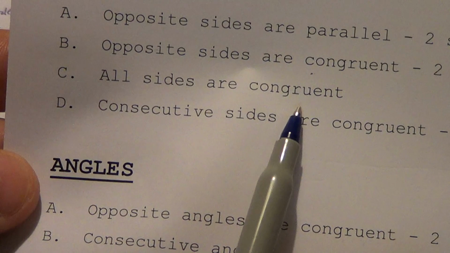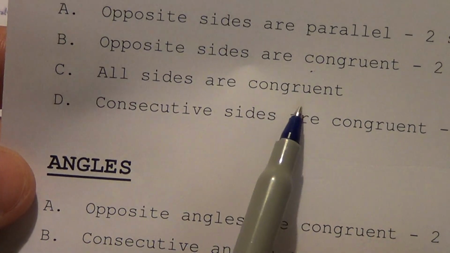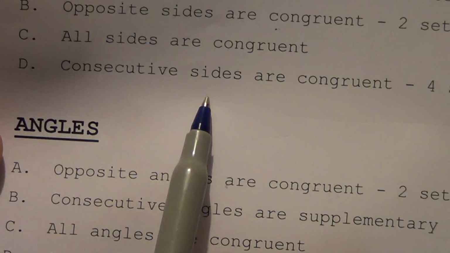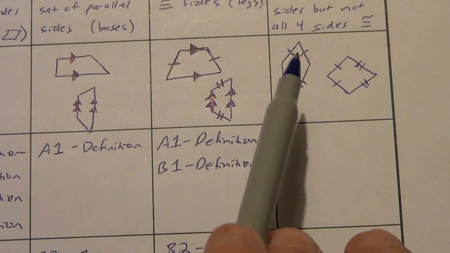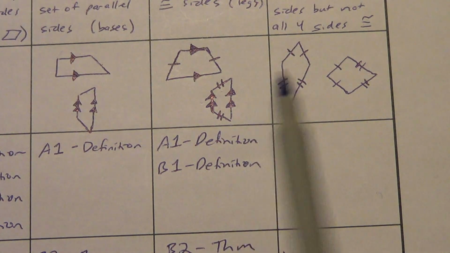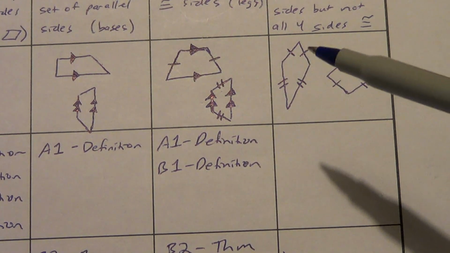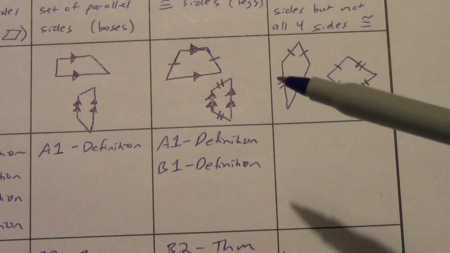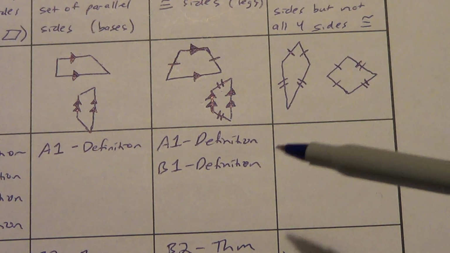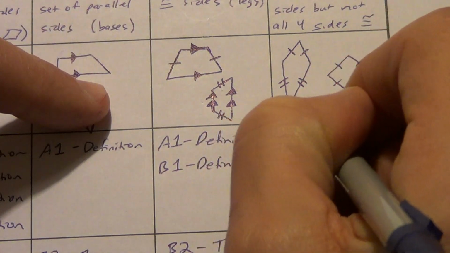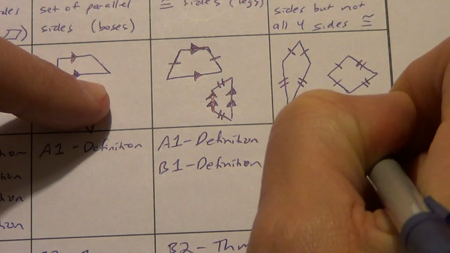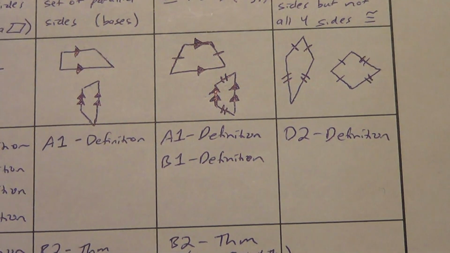All sides are congruent? No, that was part of the definition. It's not allowed to have all sides congruent. Consecutive sides are congruent? Yes. Is it 4 sets or is it 2 sets? Well, there's one set right there at the top. There's another set at the bottom. Do we have a set here on the right side? No. What about over here on the left side? No. So it's only 2 sets, by definition. Okay, that's it for sides.